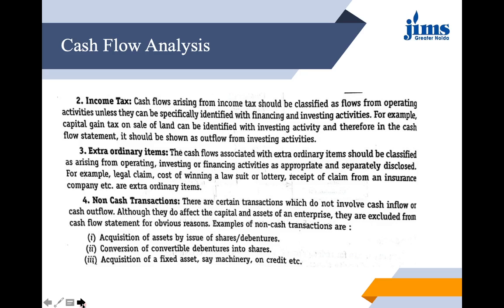Then we can have certain extraordinary items as well. The cash flows associated with extraordinary items should be classified as arising from operating, investing, and financing activities as appropriate and separately disclosed. For example, legal claims or cost of winning a lawsuit or lottery, receipt of a claim from an insurance company, etc. These are extraordinary items because these are not in general routine. They appear one time or another only, meaning it is not a routine activity.